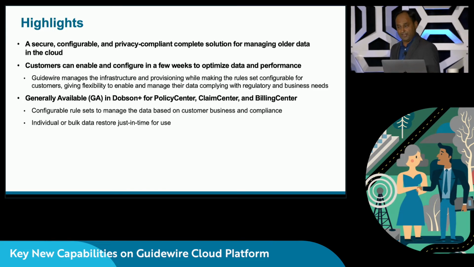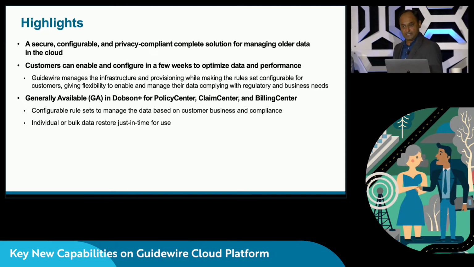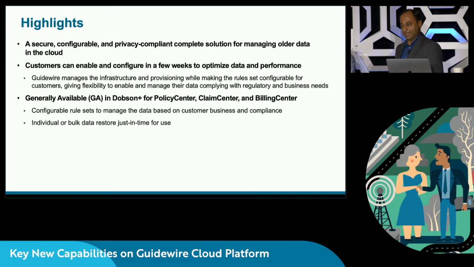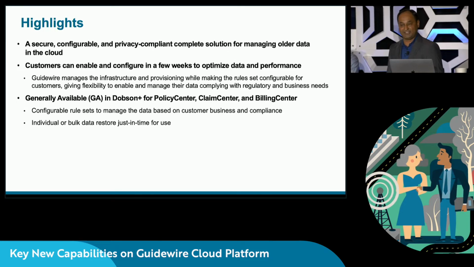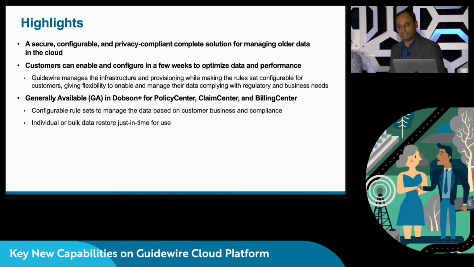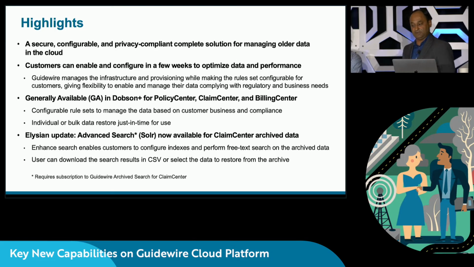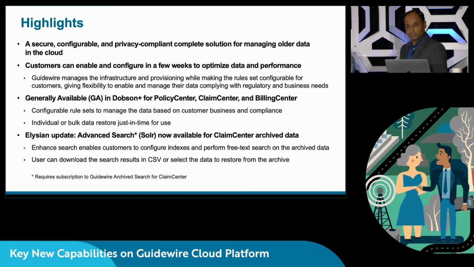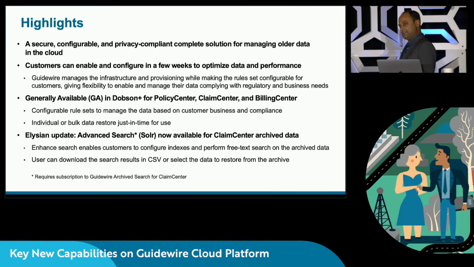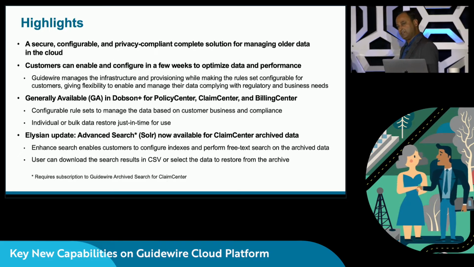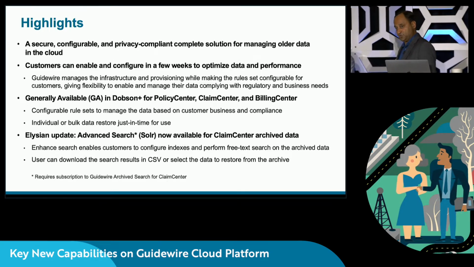Archiving is generally available since Dobson release for Billing Center, Policy Center, and Claim Center. You can kickstart anytime, just enable it, and you'll be able to configure the rule set. Individual and bulk restore is part of the solution. With Elysian update, we went ahead and added the advanced search capability to the archive Claim Center as well.